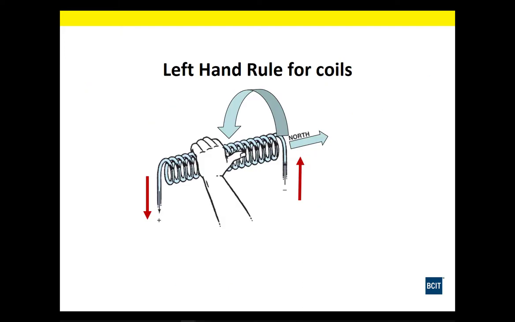Also, let's do a little bit of a review on the left-hand rule for coils. We're going to use that a little bit here. With the left-hand rule, fingers go in the direction of the current flow, and the thumb points to the north pole of the magnetic field.